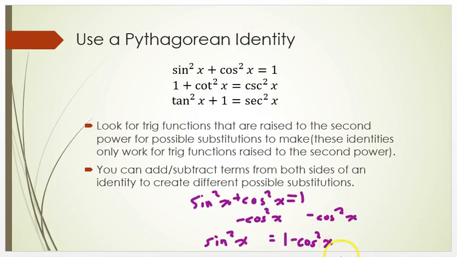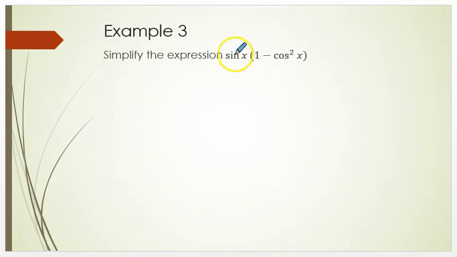In fact, I showed you that by subtracting cosine squared from both sides of the equation, you end up with 1 minus cosine squared is equal to sine squared. So since these two things are equal, we can replace one side of the equation with the other. And that's what I'm going to do in this problem, because we have a 1 minus cosine squared. So I'm not doing anything to the first part, the sine of x, but then I'm supposed to be taking sine of x and multiplying it by 1 minus cosine squared, which I just showed you is equal to sine squared.